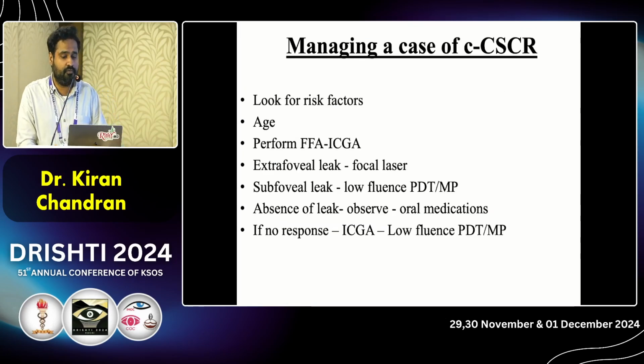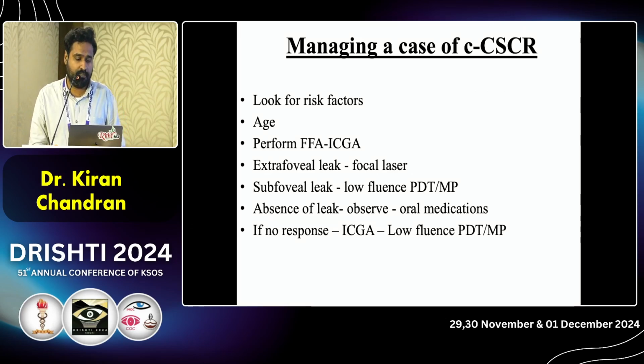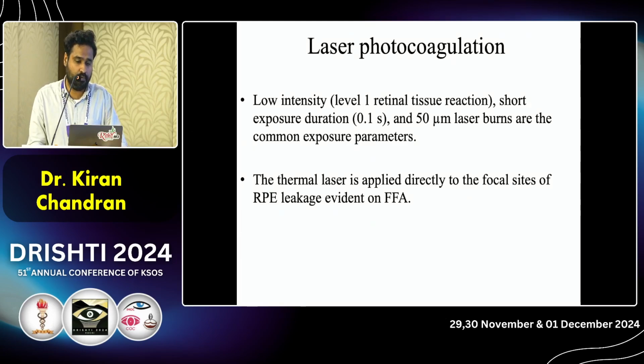So managing a case of chronic CSCR becomes problematic. You need to look for the risk factors. Age is a factor again. Perform FFA and ICGA to reach a conclusive diagnosis for presence of leak points. Extrafoveal leaks should be treated with focal laser. Subfoveal leaks need to be treated with low fluence photodynamic therapy or micropulse. If there's absence of leak, you need to observe the patients, and you can also try a course of oral medications. If there's no response, perform an ICGA and go for a low fluence PDT or micropulse.